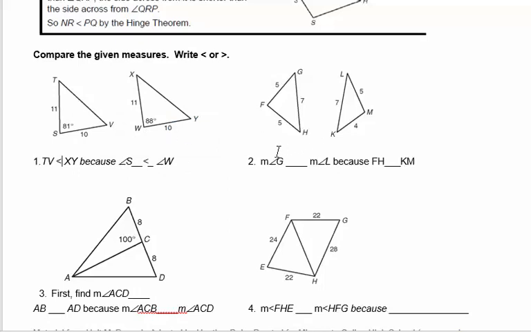In number 2, you'll first make sure you can use the hinge theorem by looking for corresponding sides that are congruent. For example, FG and LM are both marked 5. GH and LK are both marked 7. So then you can compare angle G and angle L because the sides opposite them, FH and KM, have measurements, so you can decide which one is bigger than which one, and then the angles will go the same way.